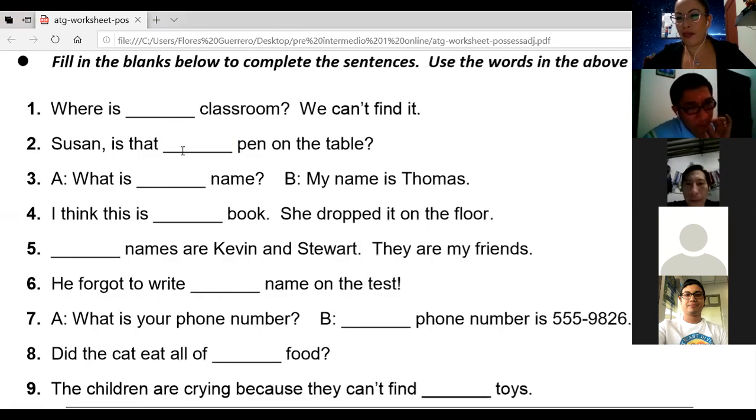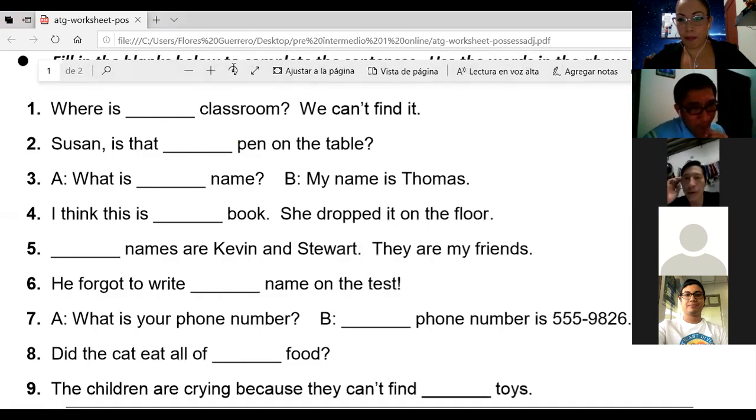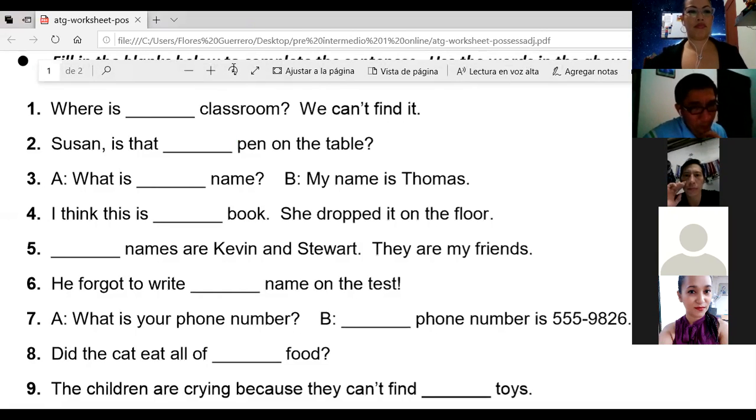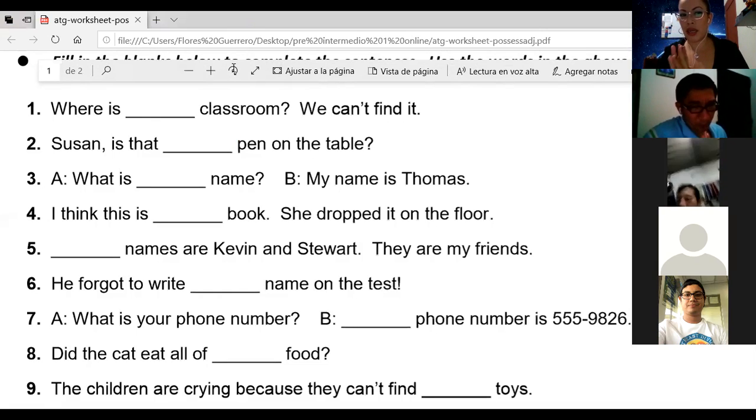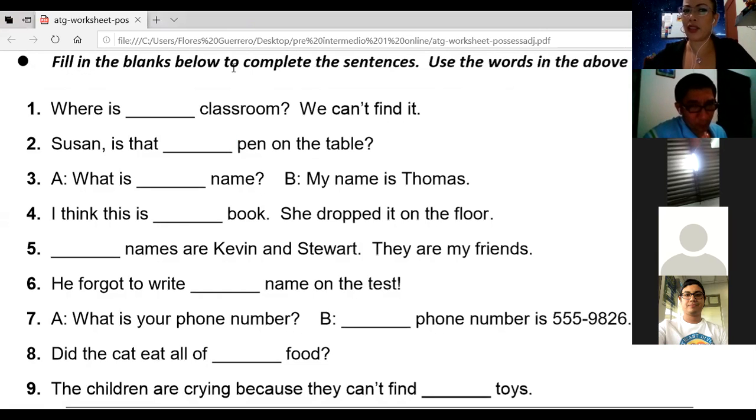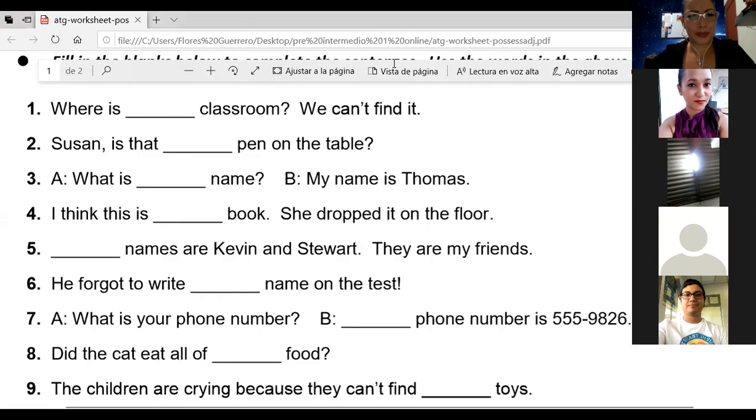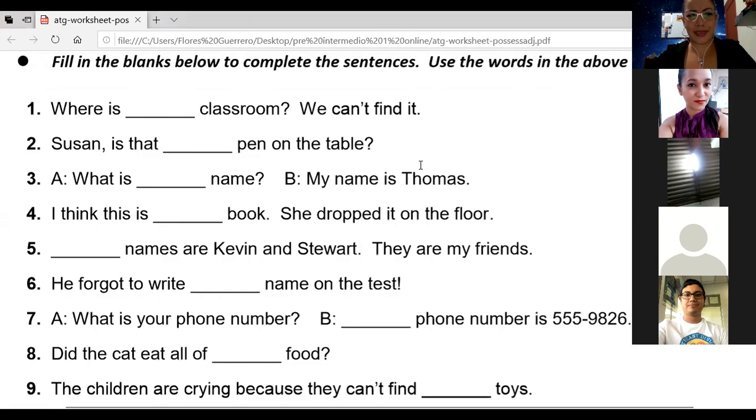Okay, what do you have in number two, a volunteer? It's your... Hair. Le pregunta a Susan directamente, ¿verdad, Susan? Sure. ¿Es este tu hair? Your. Ah, no, it's your. Your. ¿Qué pasó? Your.